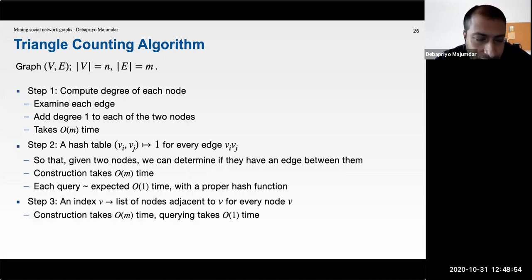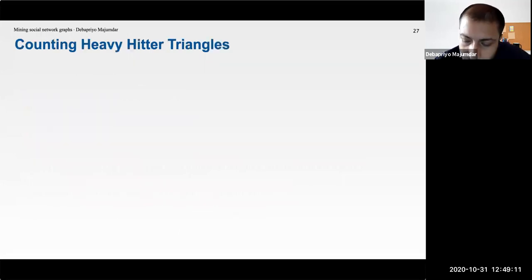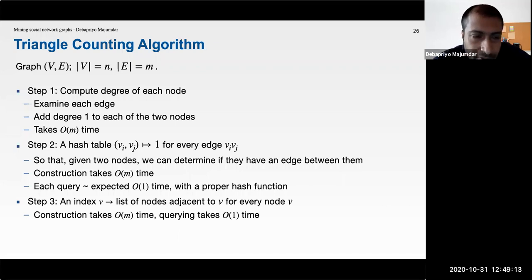Again, the construction here would take order m time, and querying would take order 1 time. Querying means, given an index, given a node V, to get to the list, it will take order 1 time. All right. So these are the pre-computation, pre-processing part for our algorithm.